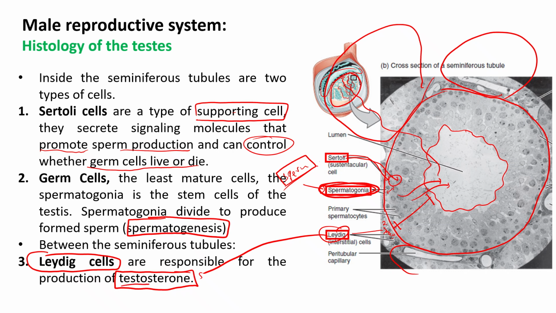And as you can remember from previous classes, testosterone is the main male hormone, the one that is responsible for the secondary male characteristics. We know that the increase in testosterone in puberty is what is responsible for all the changes that will occur in a male during puberty, including the beginning of spermatogenesis.